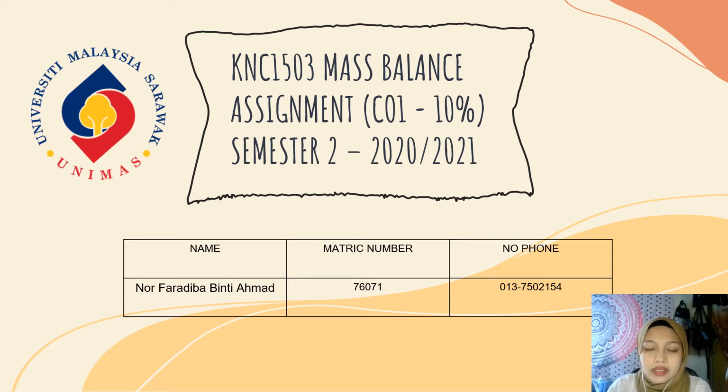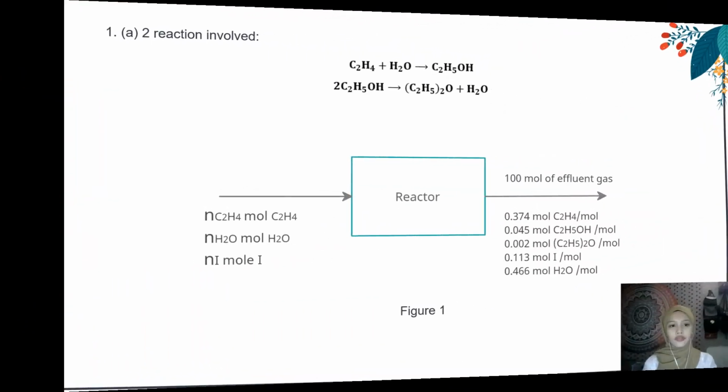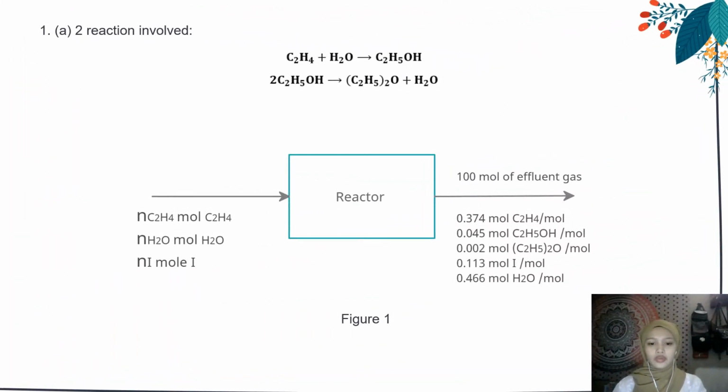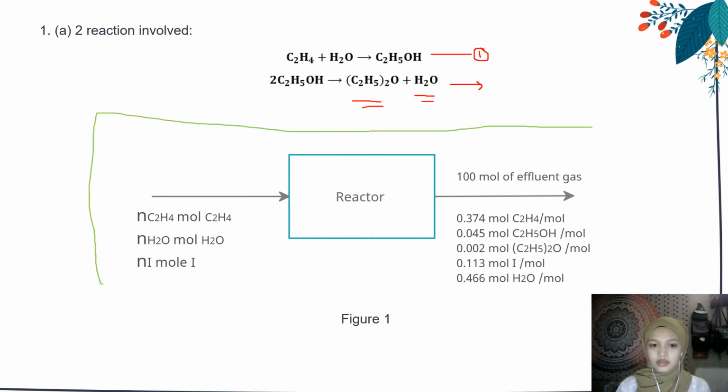Today I will explain how I did the assignment for Miss Belen CO1. From the question given, we know that there are two reactions involved: first, the hydration of ethylene into ethanol, and second, the ethanol undergoes an undesired reaction to produce diethyl ether with traces of water. Figure 1 shows the flow chart for this question.